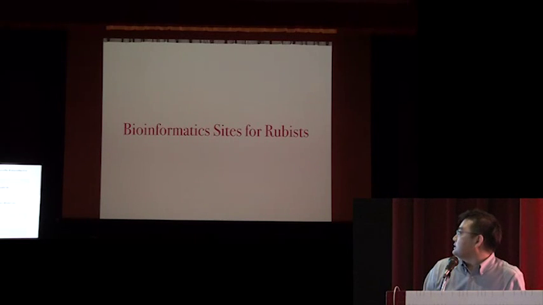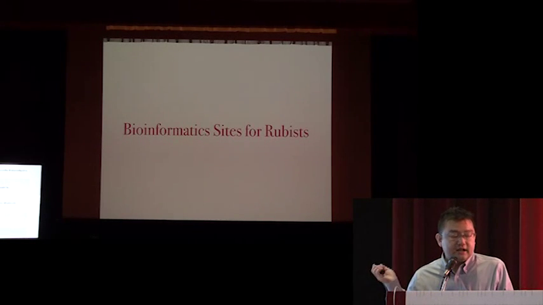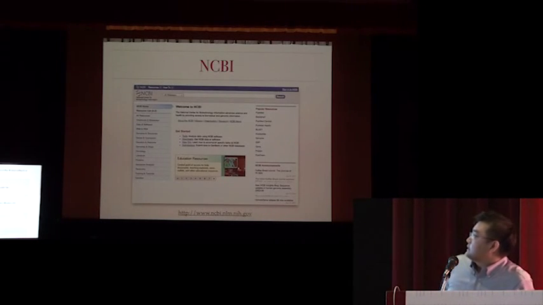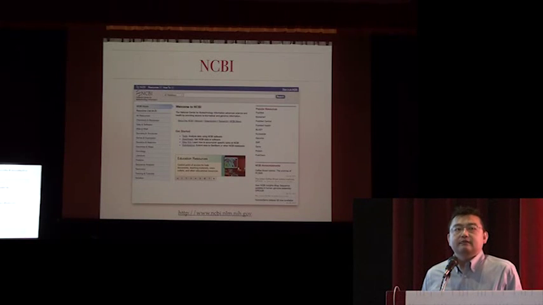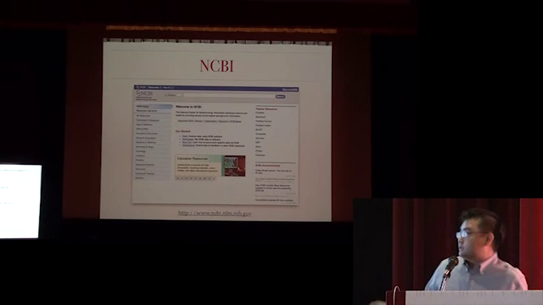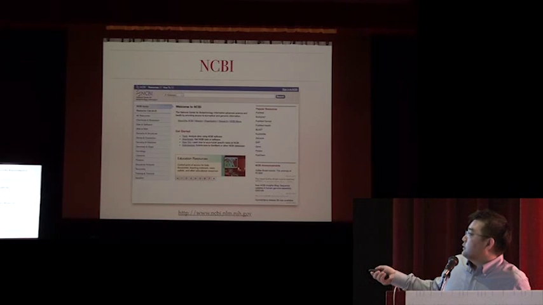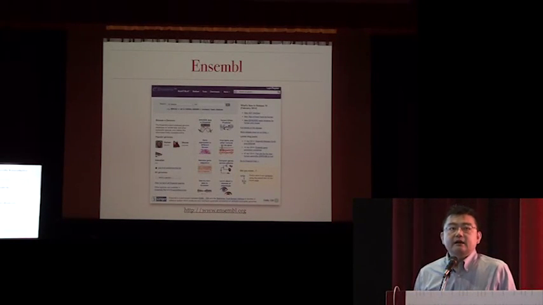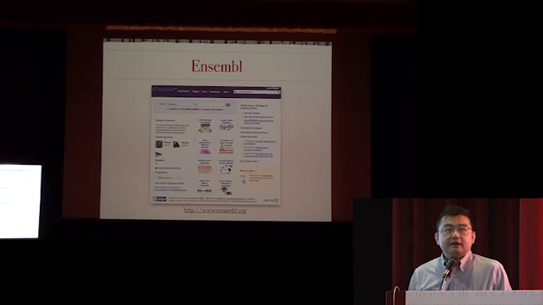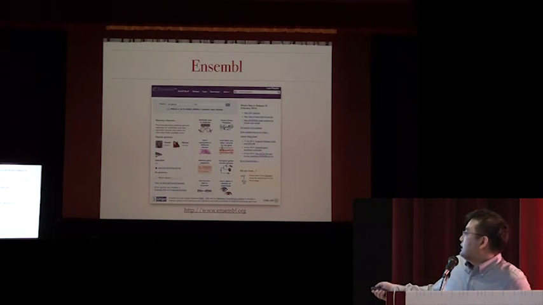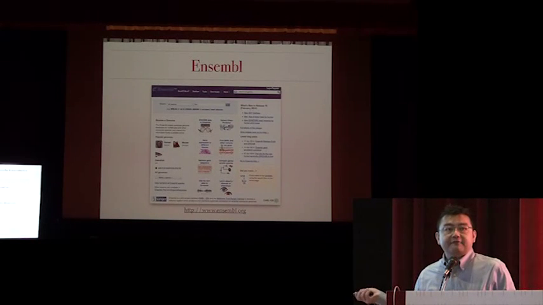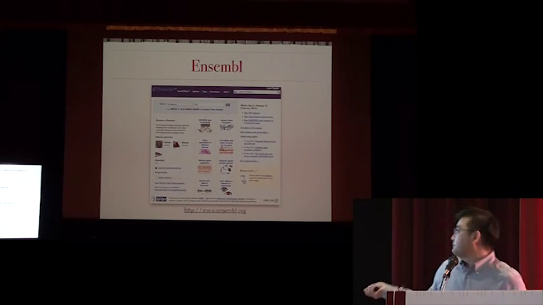And for bioinformatics, I will tell you some bioinformatics sites for the Rubyists. And this is the NCBI, a very famous site for biologists. Many data you can download from NCBI. And this is the Ensembl site. Ensembl is a system written in Perl. So much data is imported into this system, and we can quickly get the data through the Ensembl API.